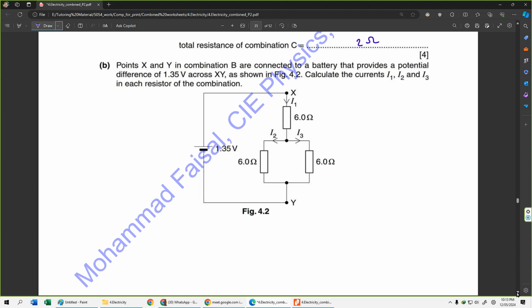Points X and Y in combination B are connected to a battery that provides the potential difference of 1.35 volt across XY as shown in figure 4.2. Calculate the currents I1, I2 and I3 in each resistor of the combination.